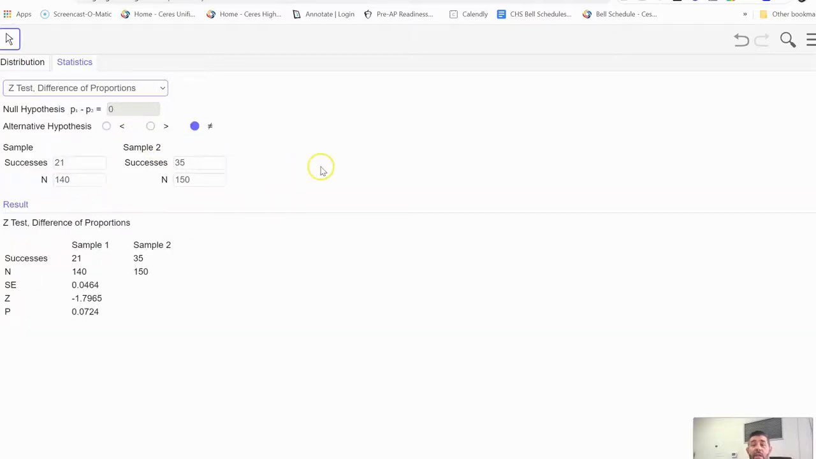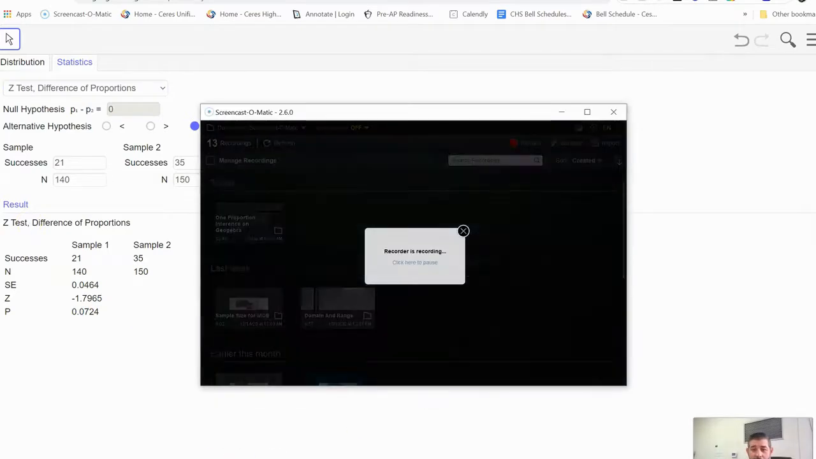Okay, and the lovely thing about Geogebra is it remembers what I did here, right? So it remembers I had 21 out of 140 and 35 out of 150. It gives me my samples 1 and 2. It gives me a standard error. It gives me my z-score and my p-value. So I'm going to take this information and put it in my document so that I could easily use it in my mechanics section.